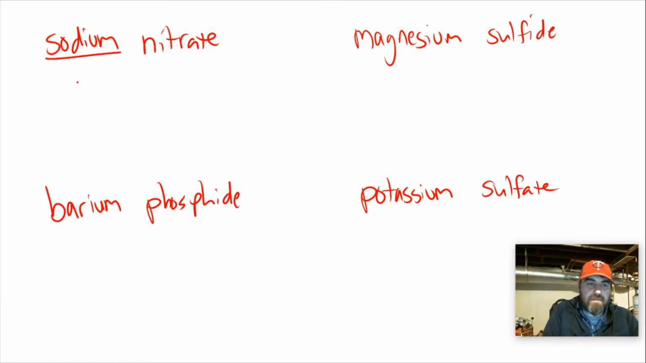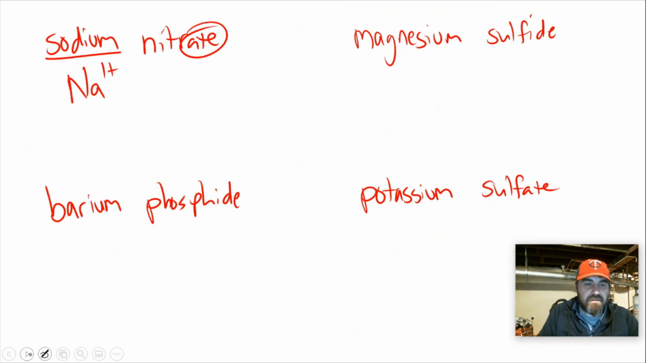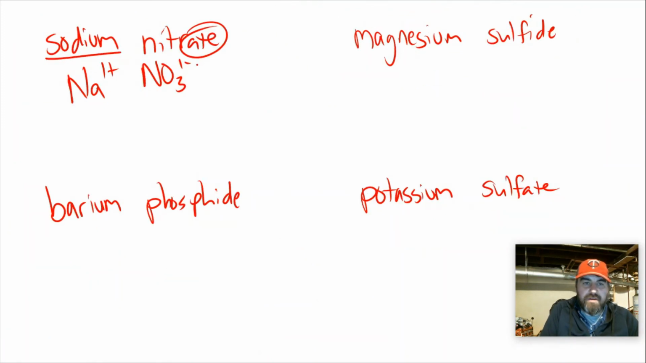First one, sodium, Na, with a +1 charge. Nitrate ends in ATE, so that means we are going to have to look at our polyatomic ions chart. NO3 is nitrate, and it's a -1. So we write NO3, -1. We've done step 1, cation symbol with charge. Step 2, anion symbol with charge. Step 3, make charges add up to 0 by multiplying. Well, 1 minus 1 is 0. We don't need to do anything, so we just write it as it is: NaNO3, done.